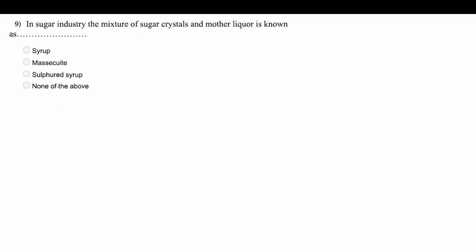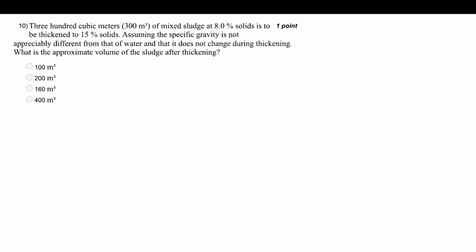The next question is: in the sugar industry, the mixture of sugar crystals and mother liquor is known as, this is option B, massecuite. After this you pass the entire mixture into the centrifuge, where sugar crystals and mother liquor are separated, and the mother liquor can be further treated and recovered, and we can recover some byproducts if any.